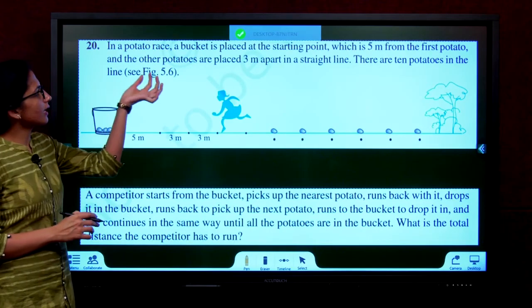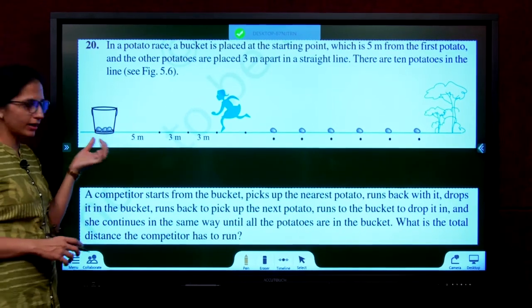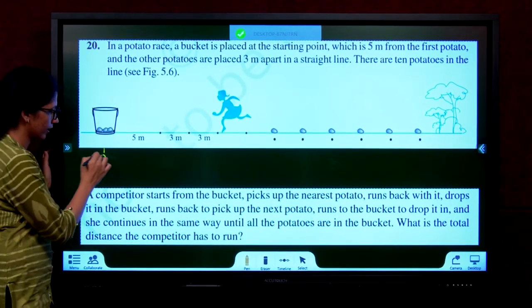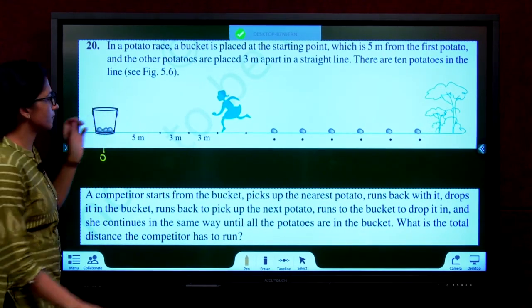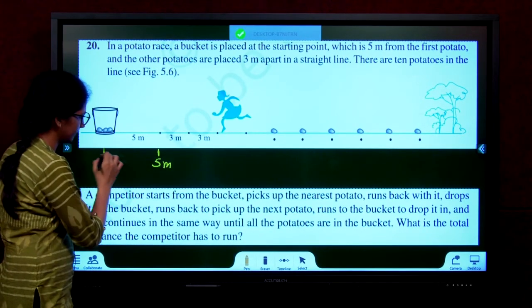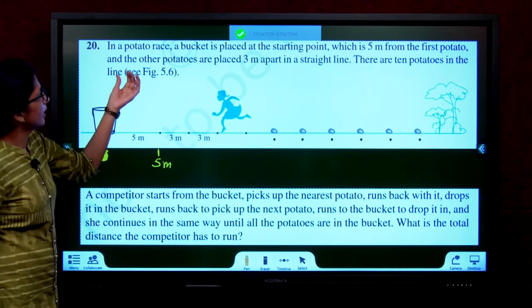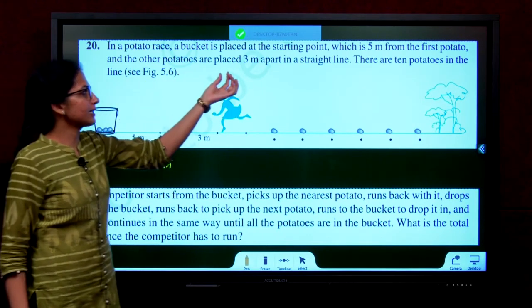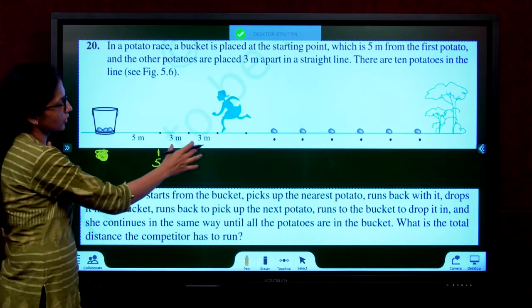In a potato race, a bucket is placed at the starting point. The bucket is placed at 0, which is 5 meters from the first potato. The first potato is placed at 5 meters. This is the starting point. And the other potatoes are placed 3 meters apart in a straight line.